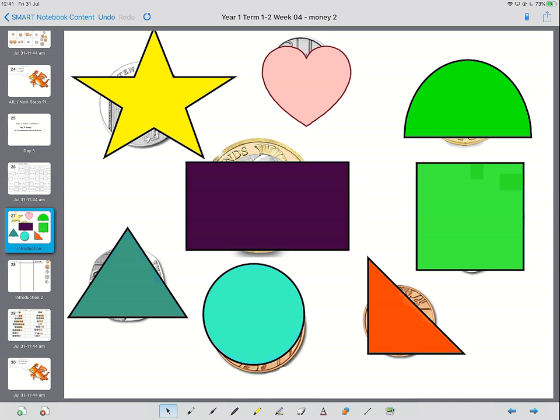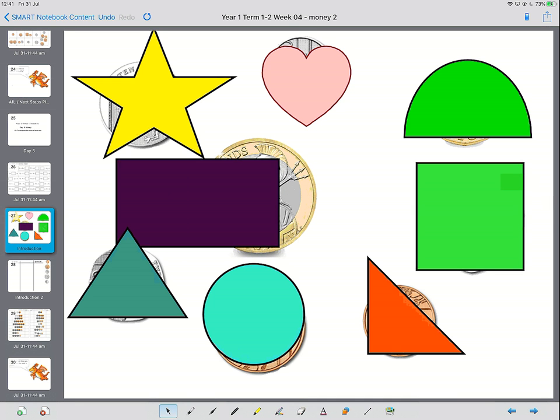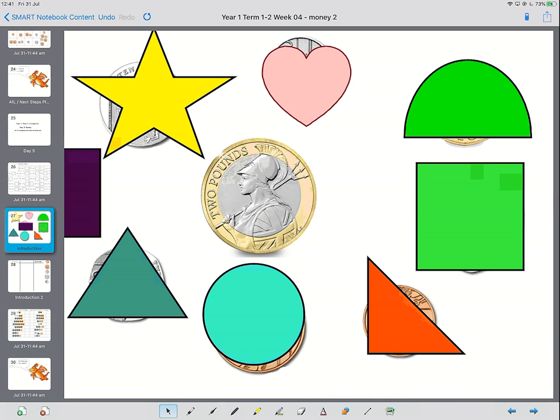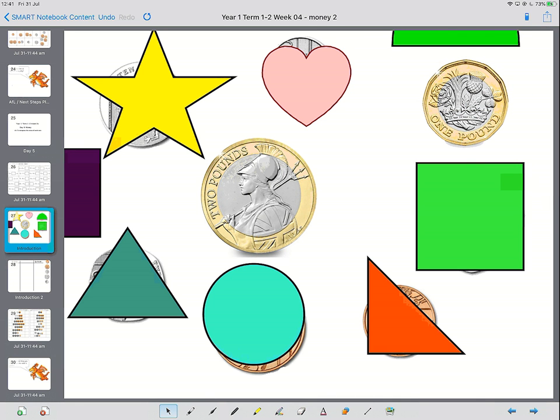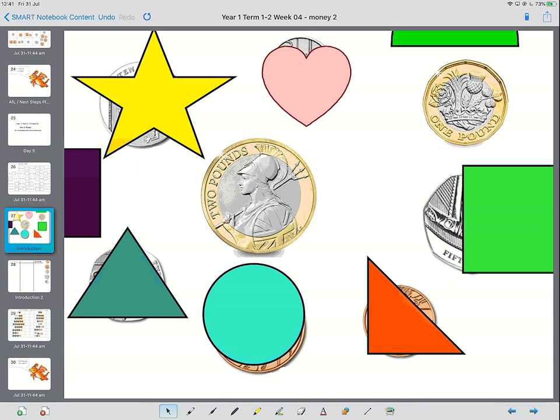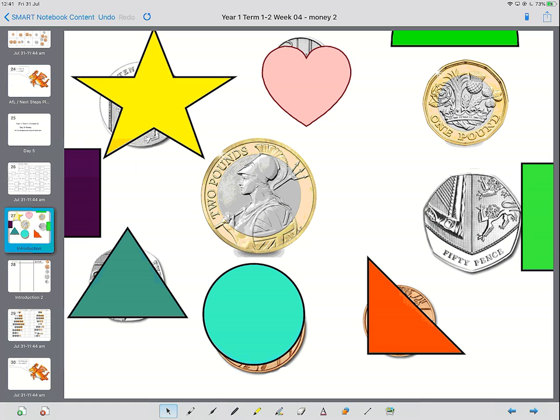Okay, now we've got a recap of what each of these different coins represent. So we're going to start in the middle today. What's underneath here? That's right, that's the £2. And now we're going to start here. What's this one? That's right, that's the pound. Now we're going for the next smallest coin. That's right, that's the 50p.